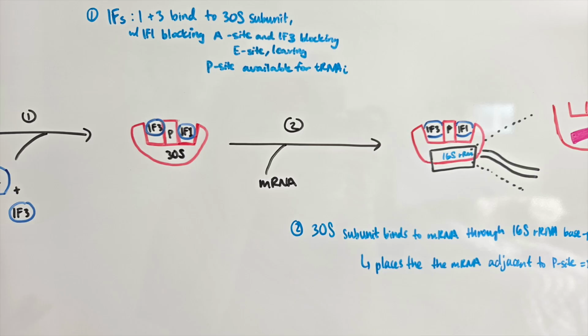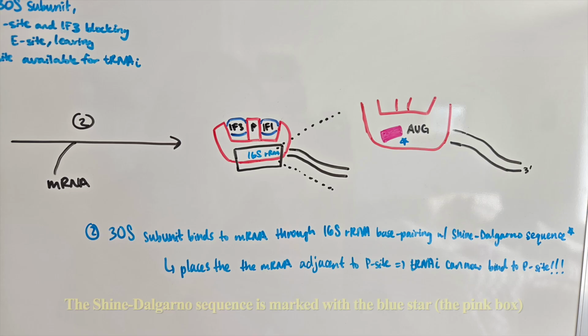So now that we have our P slot open, we have the mRNA. The 30S subunit is going to bind to the mRNA, and within the 30S subunit, there is a section, like a little compartment, known as 16S rRNA, which is complementary to the mRNA's Shine-Dalgarno sequence. The Shine-Dalgarno sequence is a sequence right before the start codon, so it's basically like a guide before the start codon.